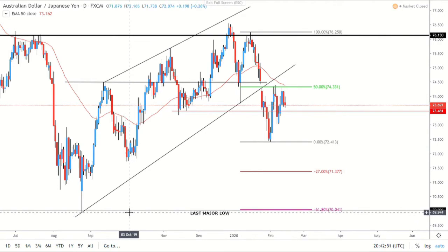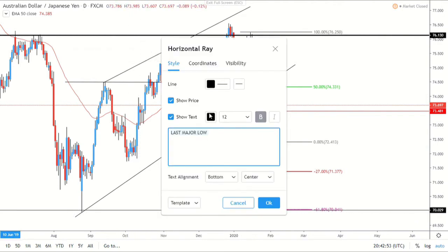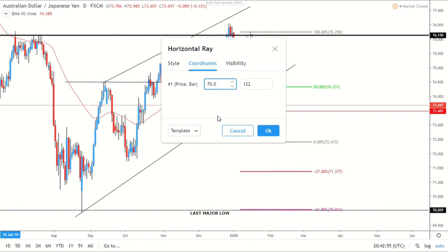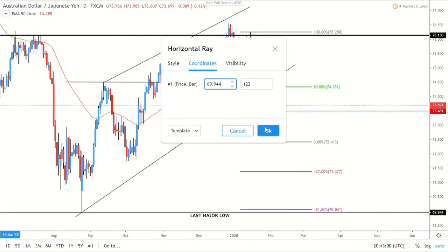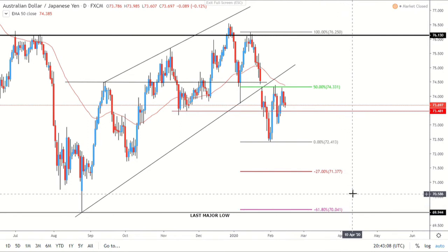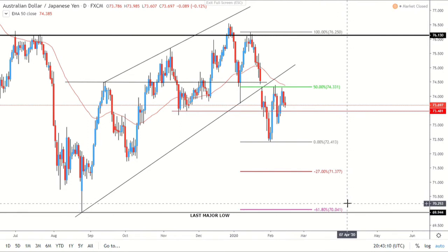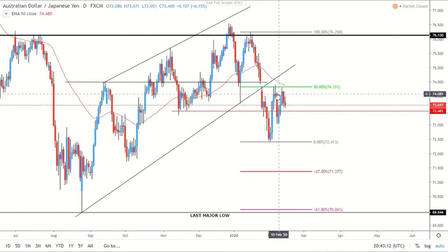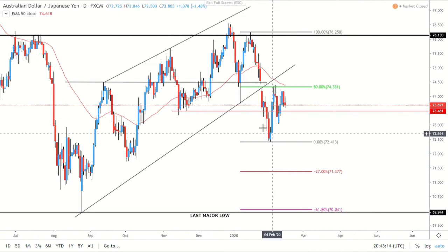If we just adjust this to 69.944 for more accuracy. There we go. As you can see here, that's near our minus 61.8, so quite a nice area to target with a nice 360 or 370 pips. So that could be a nice short to watch for. I quite like that. That's Australian dollar yen.